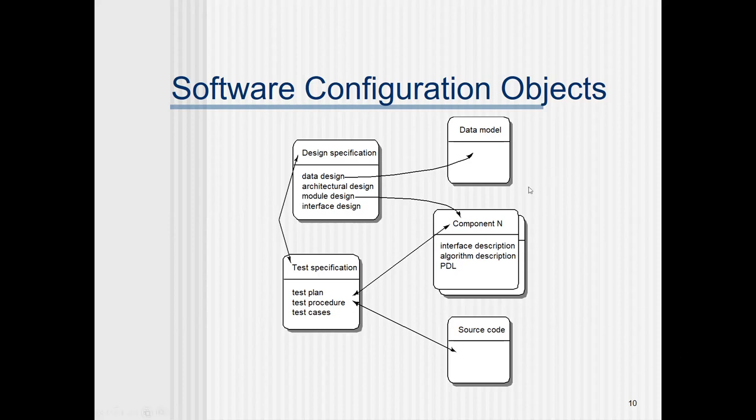Then we have a data model. Maybe any of the database models that we learned: relational data model, hierarchical data model, entity relationship model, any model you can take over here. And then the component interface description, algorithm description, and PDL. I'm not sure exactly what this PDL is about. Maybe it is related to documentation, if I'm not wrong.